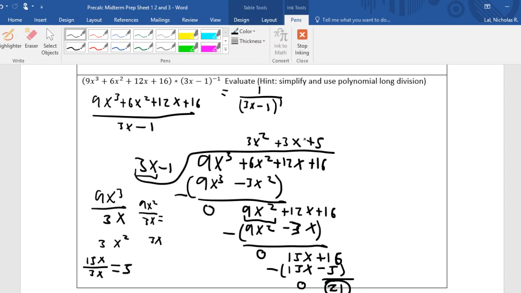So 3x squared plus 3x plus 5, this is our quotient. And 21 is our remainder. So we have 3x squared plus 3x plus 5 plus 21 over 3x minus 1.